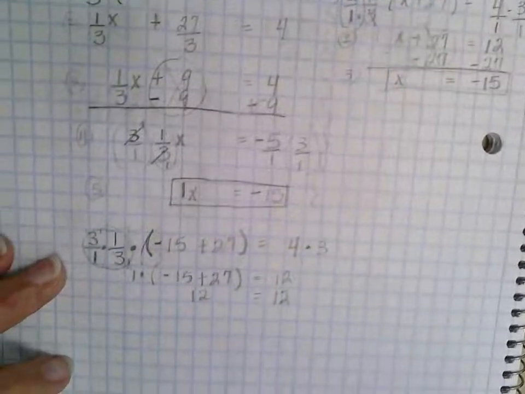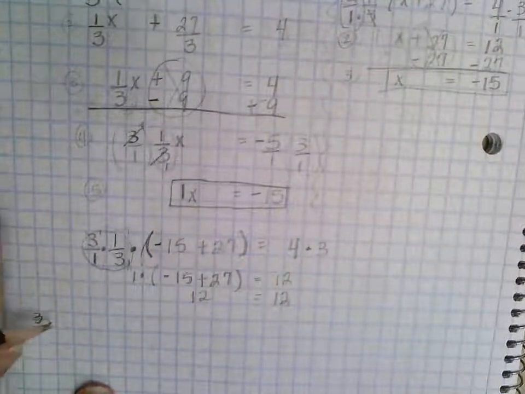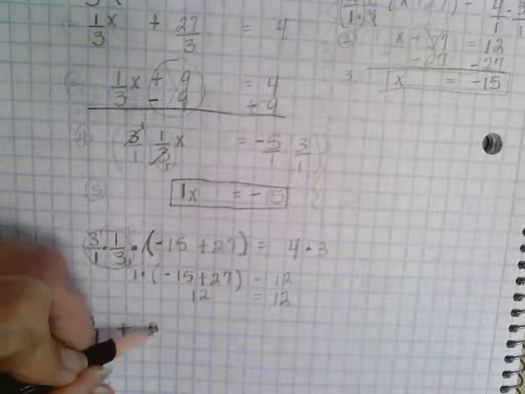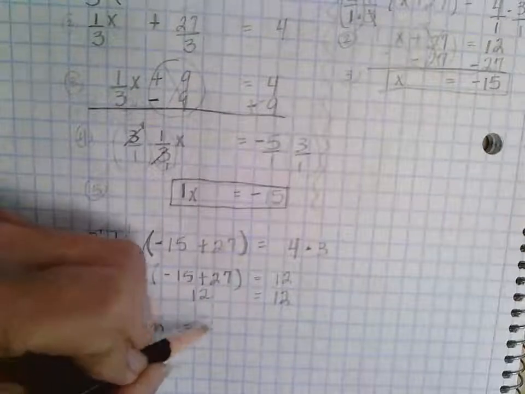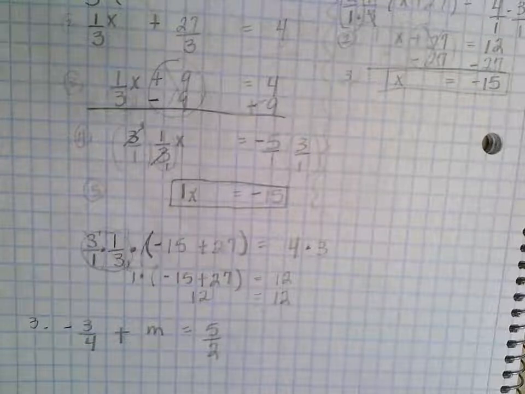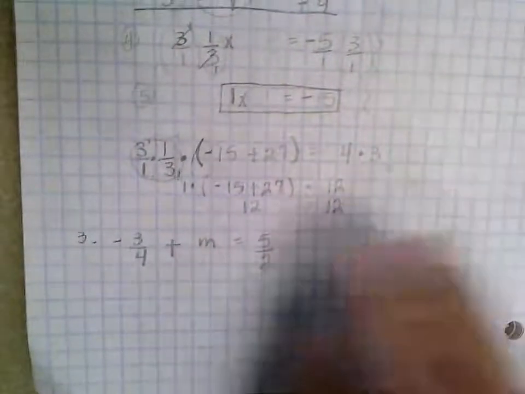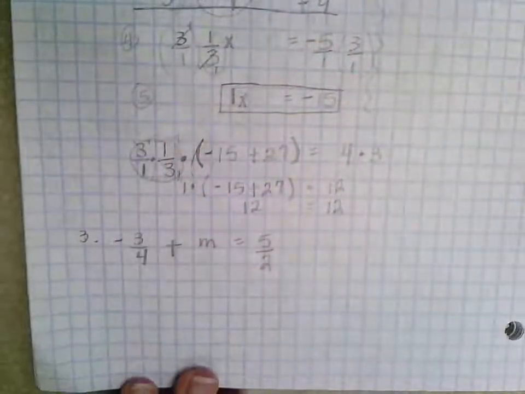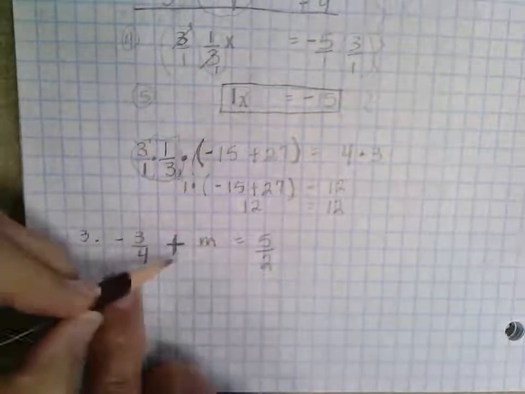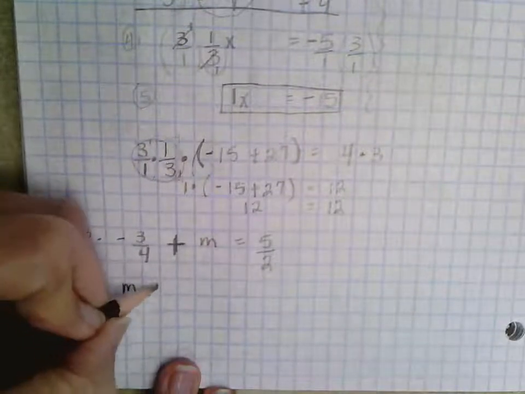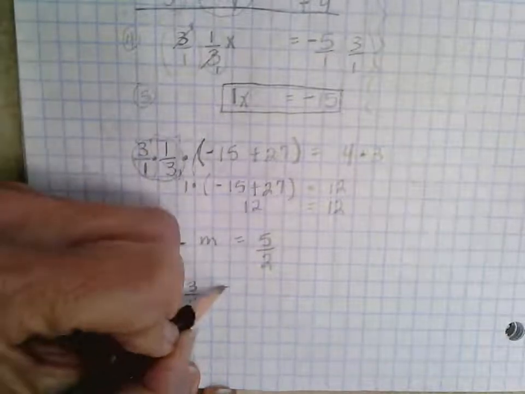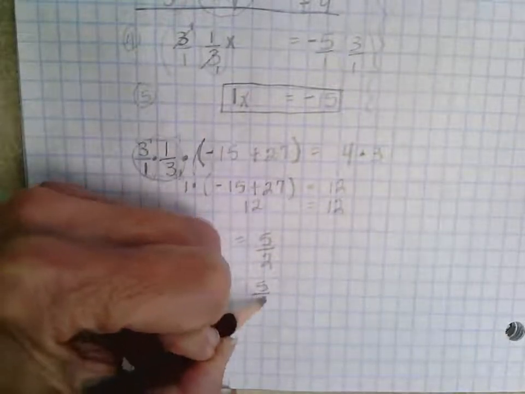Number 3, negative 3/4 plus m equals 5/2. Now in this one I do not have any multiplication going on. I just have an addition on the left hand side, and again I'm going to switch these. I'm going to put my m first, plus a negative 3/4 equals 5/2.